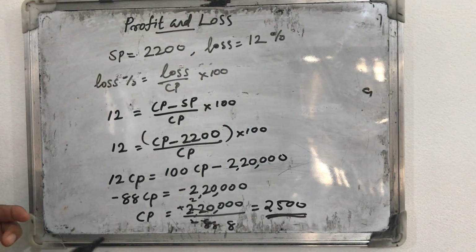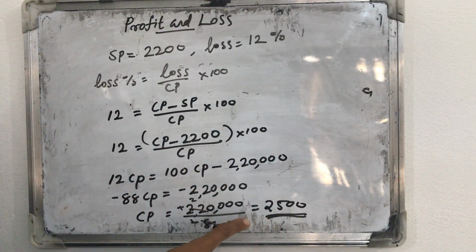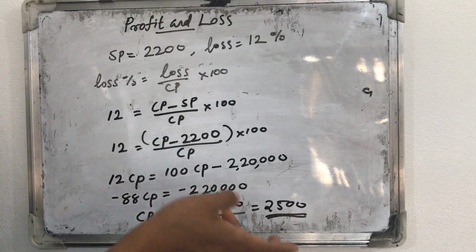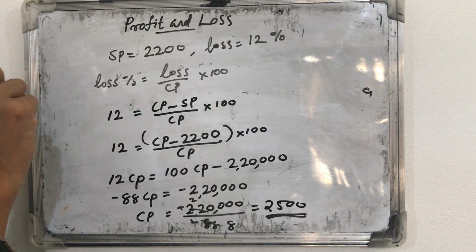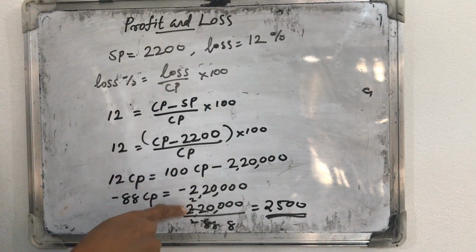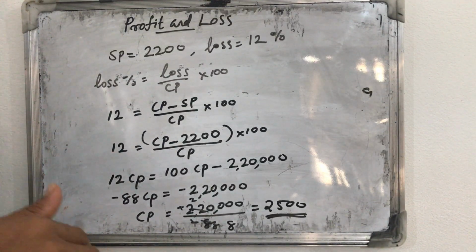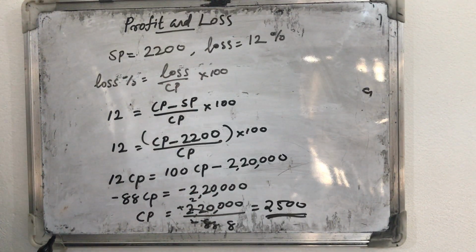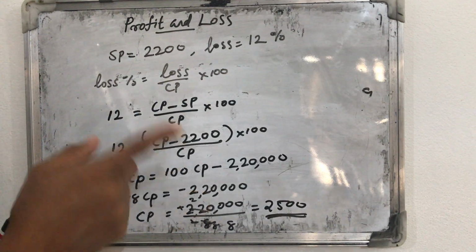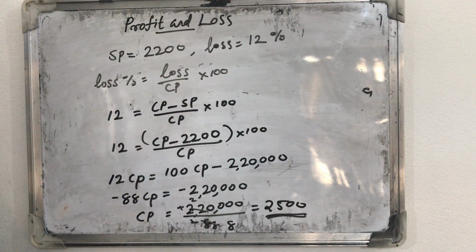Now you look, both of those toys have different CP. The first toy's cost price is 2,000, and the second toy's cost price is 2,500. In the first case he had a profit of 10%, and here he had a loss of 12%, but the selling price is the same. So in this case we can find the answers also. If the CP or SP is given, we can find out the CP, whether it is loss or profit, in both cases.